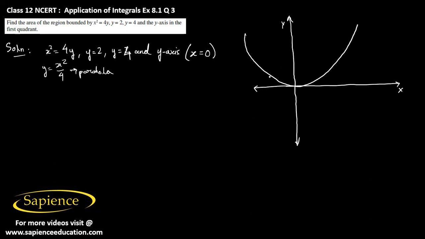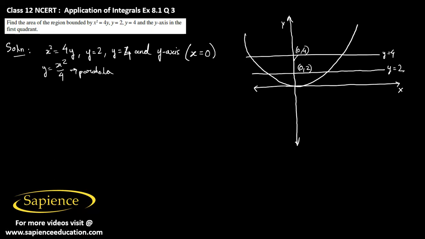Okay. Now y equals 2. Y equals 2 is a straight line which is parallel to the x-axis, and it will intersect the y-axis at (0, 2). And y equals 4 is also a straight line which is parallel to the x-axis and which intersects the y-axis at (0, 4). Now the equation of this straight line is y equals 4, and the equation of this straight line is y equals 2. Okay, now it is asked to find the area only in the first quadrant.